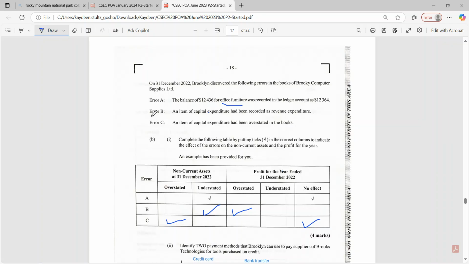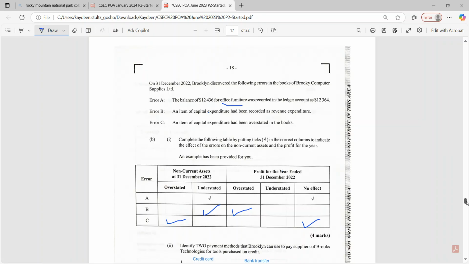Now let us look at the next error, error B. An item of capital expenditure had been recorded as a revenue expenditure. So capital expenditure is any money used to upgrade a non-current asset or to buy a non-current asset. So if capital expenditure was recorded as revenue expenditure, it's going to understate our non-current assets and overstate our profit.